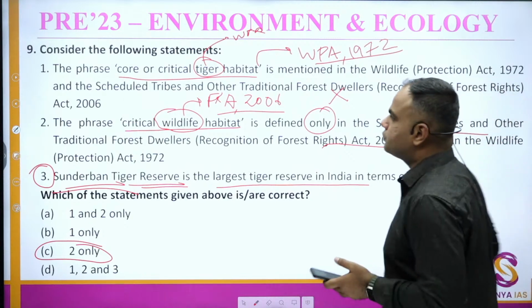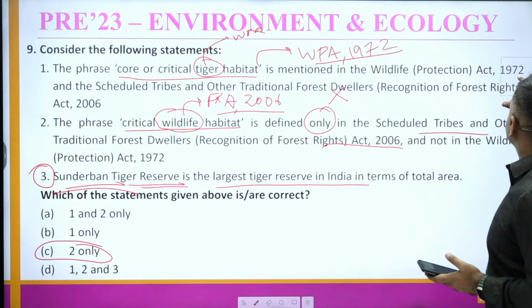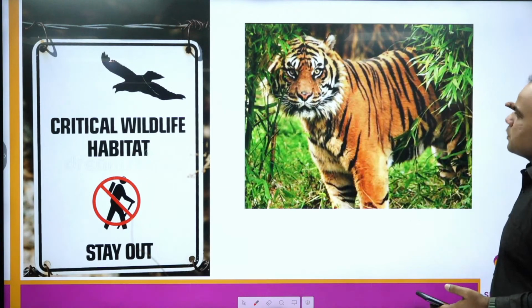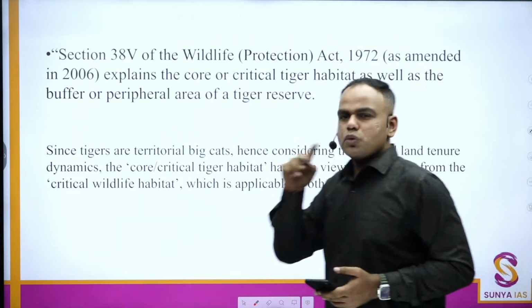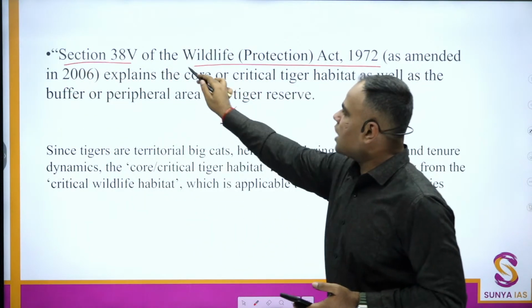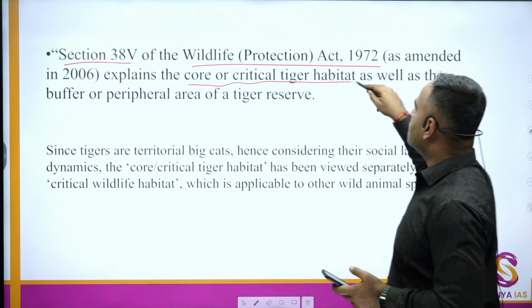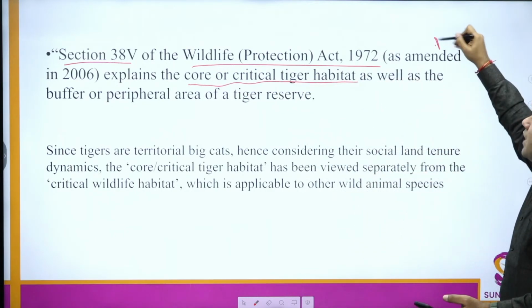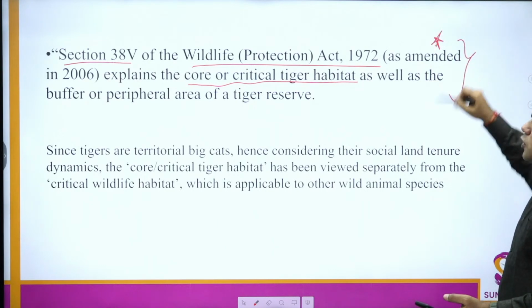Moving on now. This is the critical wildlife habitat. This is the basic point you should know. And if you want to see more factual details, there is a particular section in the Wildlife Protection Act which explains the core or the critical tiger habitat. This is what we have been discussing. So this is a very fine detail, so maybe this can also be asked, right?